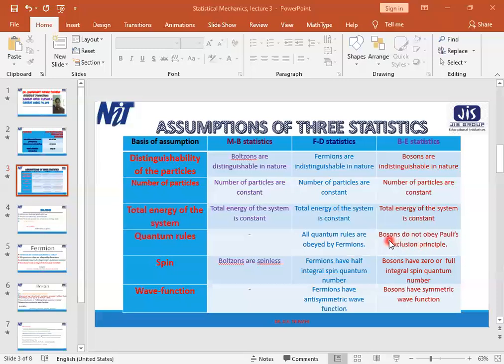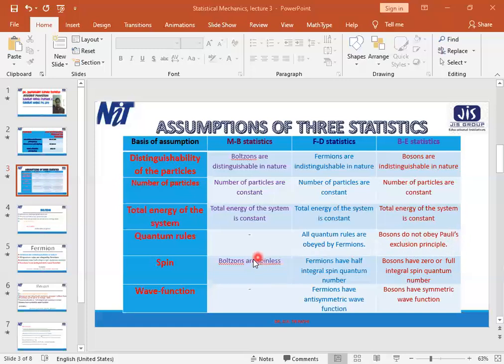So he took it that bosons do not obey Pauli's exclusion principle. And when his paper was sent to the Royal Society, the Royal Society had this objection: if you are saying that your statistics is quantum statistics, why is it not following the fundamental law of quantum theory, that is Pauli's exclusion principle? It must obey that. Later on, working with Einstein, he cleared all these things.